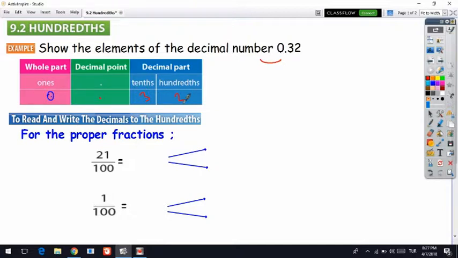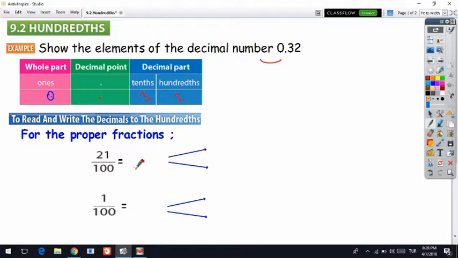Okay, now let's talk about how to read and write the decimals to the hundredths. We have three kinds of fractions to read and write as decimals. First, the proper fraction. What was proper, everybody? If your numerator is smaller than the denominator. How can we write the decimal number? First, you put the decimal point.